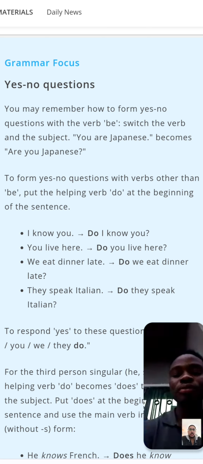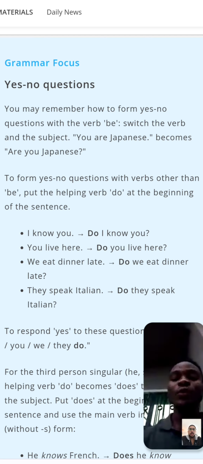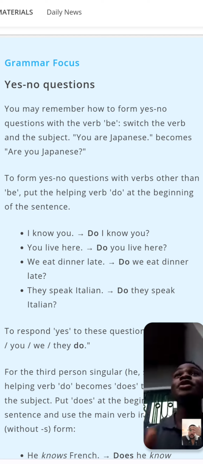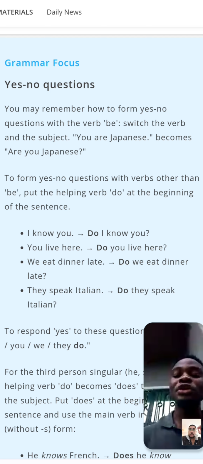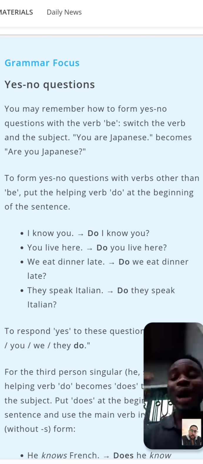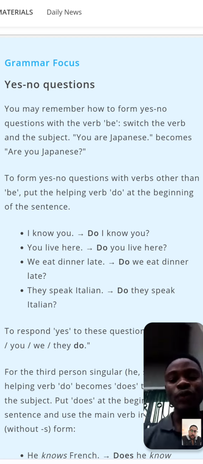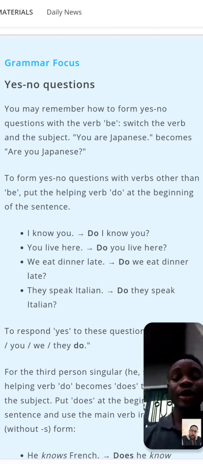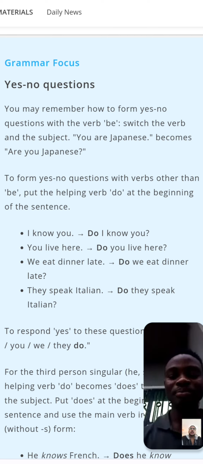All right. So I know you. The question sentence becomes, do I know you? And if you notice, the intonation, the pronunciation or the stress pattern changes. I know you. Do I know you? And it ends with a question mark. You live here. Do you live here? We eat dinner late. Do we eat dinner late? They speak Italian. Do they speak Italian? All right.